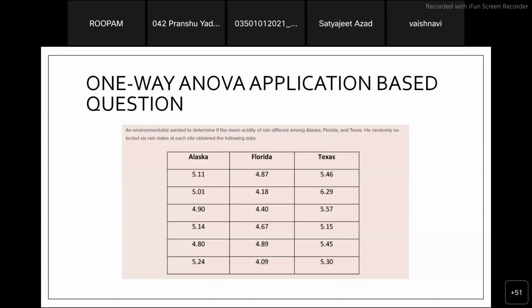So this is the acidity. They try to check the acidity of rain, how much acid that rain carries. They have selected Alaska, Florida, and Texas, and out of those they have selected 6 rain dates, and they have checked the acidity in that rain. So are those acidity levels in the rain significantly different or the same? You just try to conclude this. Obviously these are all continuous variables, and Alaska, Florida, and Texas is the categorical variable with 3 categories. So this is a case of ANOVA.